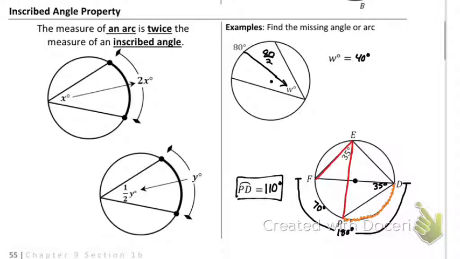Only 110 degrees. Questions on that? You actually discovered a theorem we're going to talk about later, that if two inscribed angles form the same arc, they're equal to each other. So it's nice that we saw that.